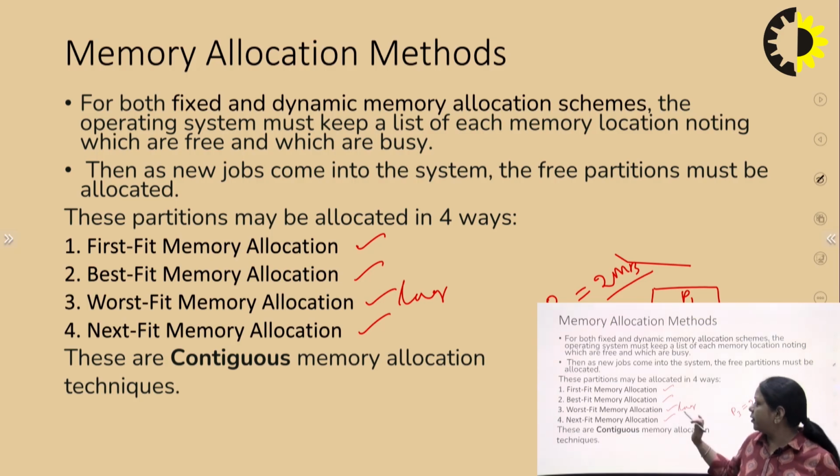And next fit memory allocation: in this case the process will be allocated the next block of memory from the previous allocation. So these are all 4 memory allocation methods to allocate memory into the free places. Okay, so this is the main introduction to memory allocation techniques. Thank you.